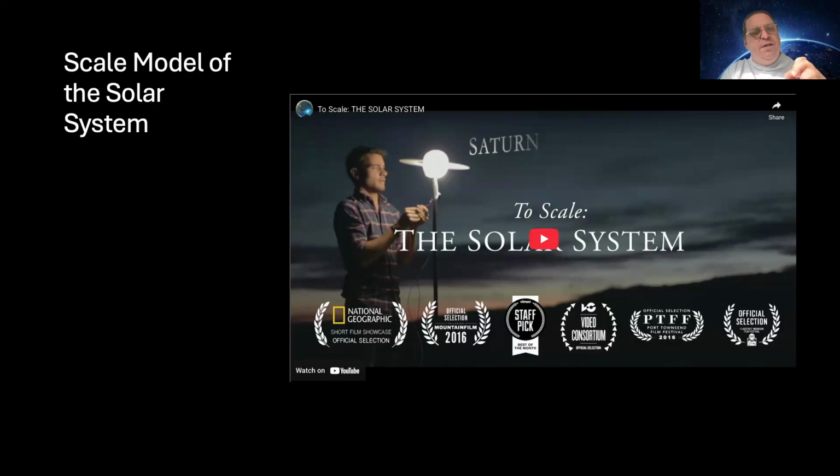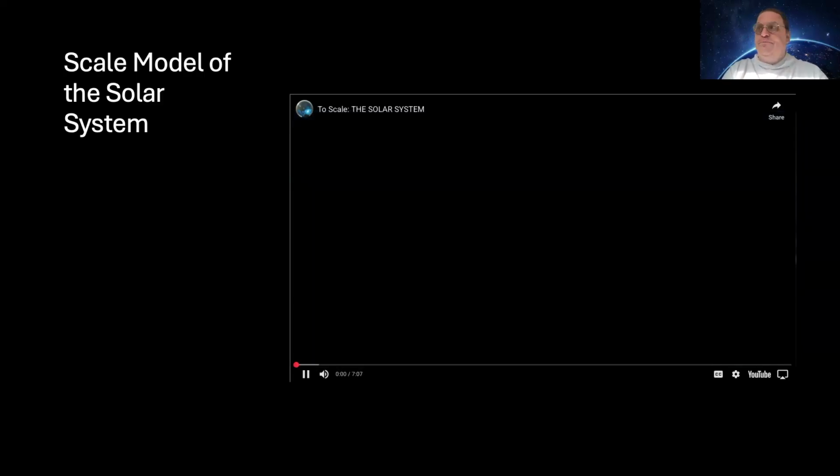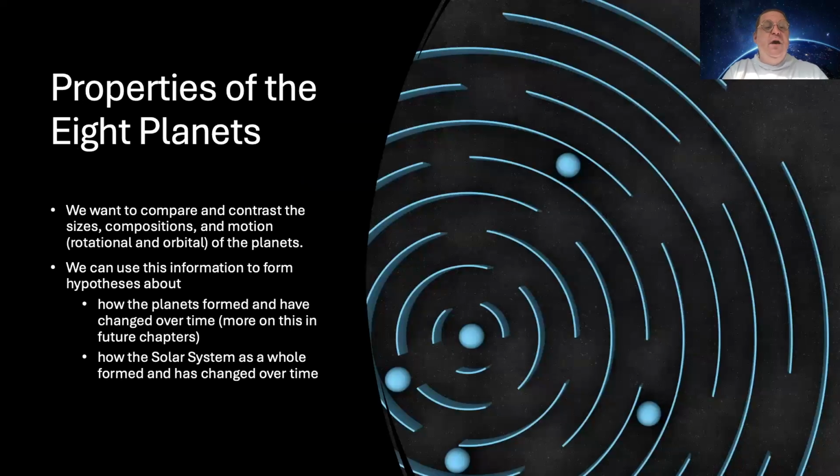They also have one on scaling time, which I think is even more awe-inspiring to see just how the time scale of the universe, particularly humanity's length within that time scale, is. For me it was very moving. Watching that was very moving. But anyway, let's look into the properties of the 8 planets.